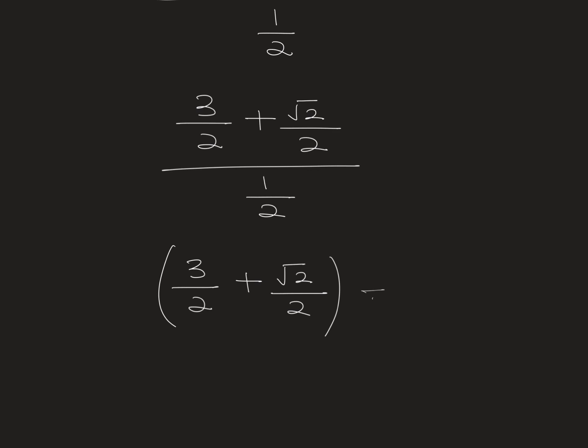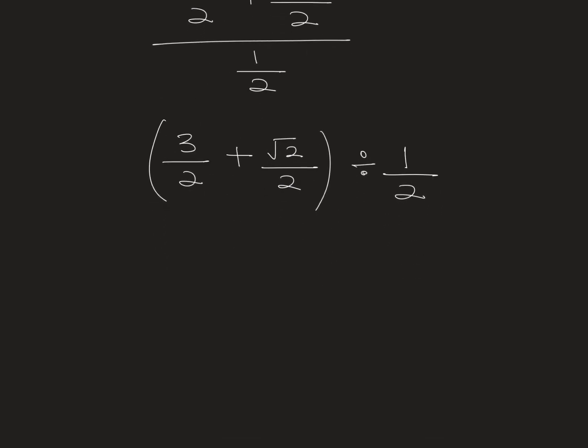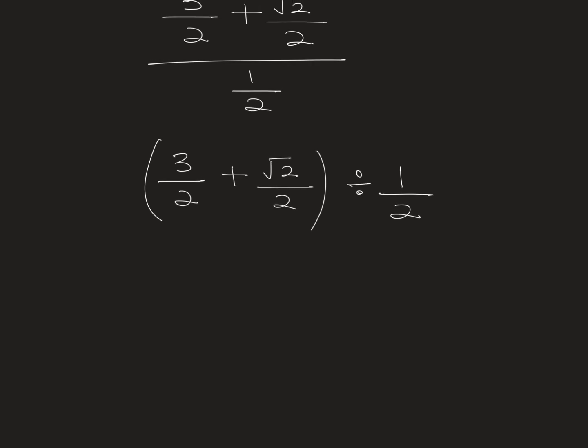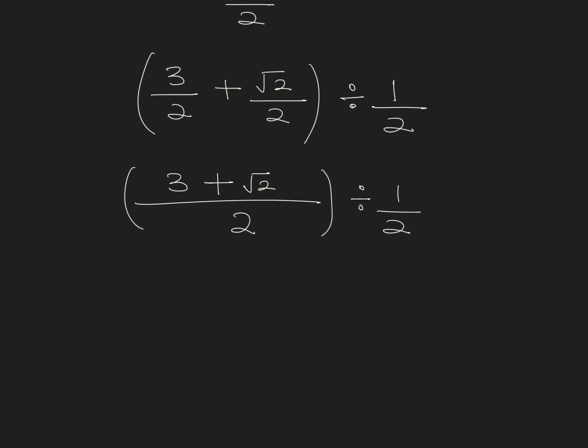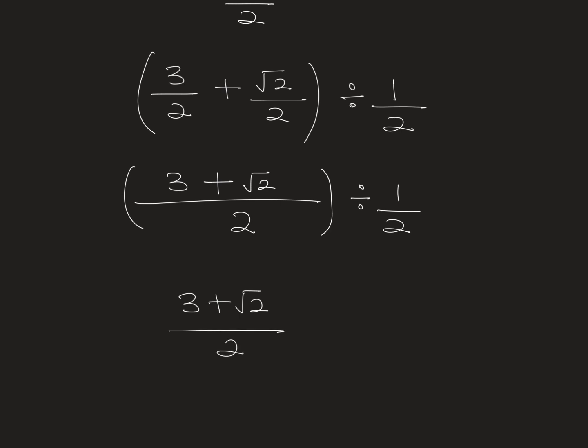Let's try to use the short division sign. So that is divided by 1 over 2. For 3 over 2 plus root 2 divided by 2, we can find the LCM. That is going to be 2. 2 into 2 is 1. 1 times 3 is 3. Plus 2 into 2 is 1. 1 times root 2 is root 2. Divide this by 1 over 2. So we're going to have 3 plus root 2 all over 2.